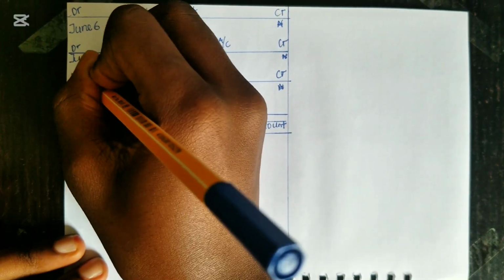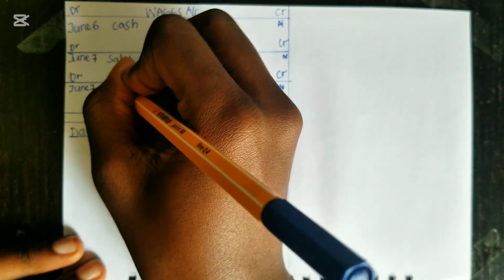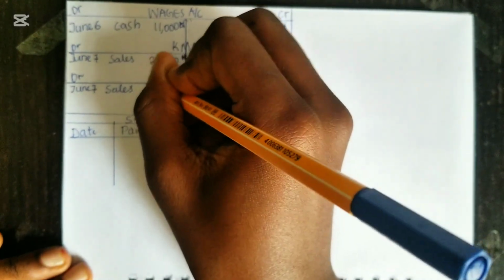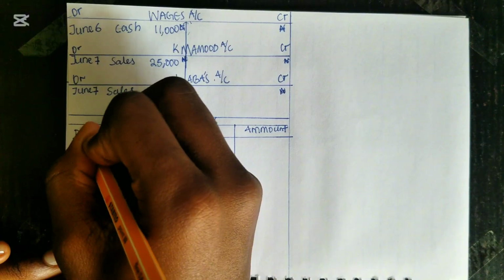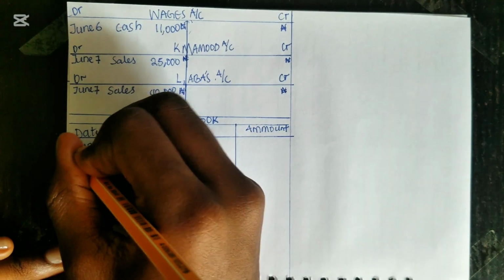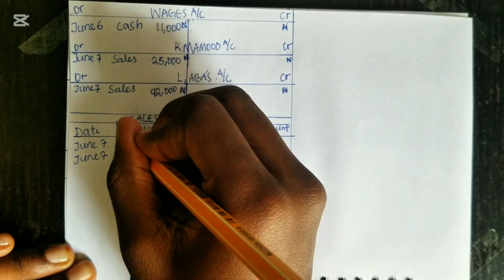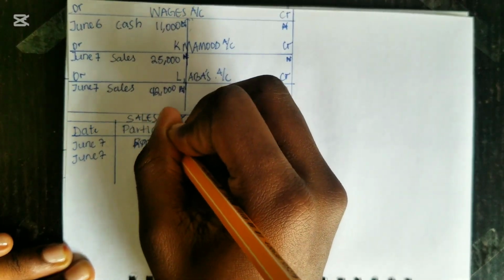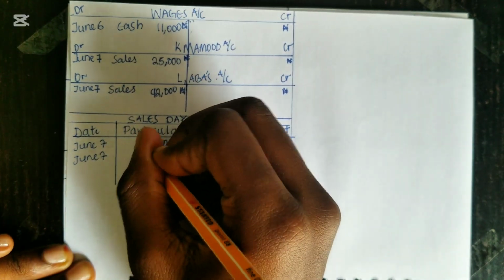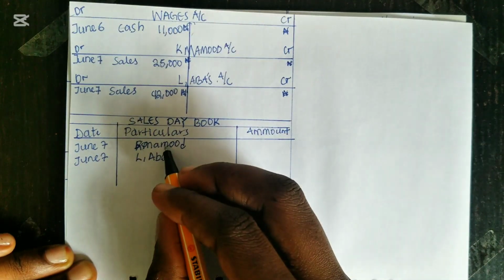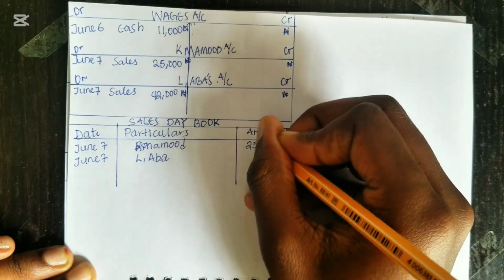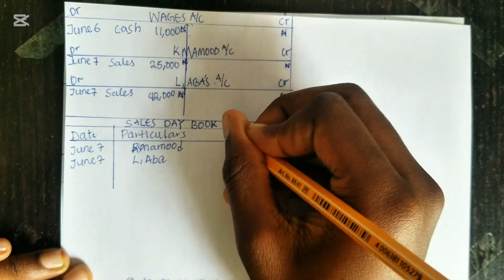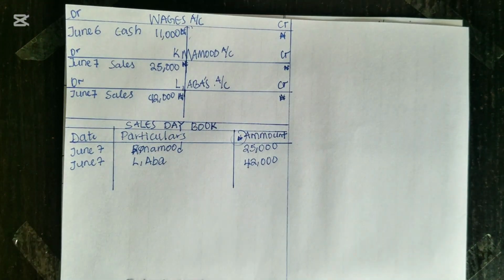June 7. We have what? Sales. So the last one is what? 42,000 naira. So by the time I write June 7 to here, we have our sales. Sorry, K Mahmood and El Abbas. So K Mahmood is how much? 25,000 naira, and El Abbas is how much? 42,000 naira. So now we have done that.